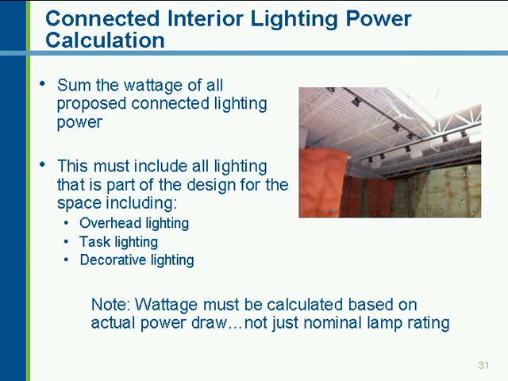So now that you've identified what your allowance is, you need to figure out what your connected lighting power is. And this, again, is the sum of the wattage of all your proposed connected lighting power. And this must include your overhead lighting, it must include your task lighting, and it must include decorative lighting unless it's exempted elsewhere. We'll talk about those exemptions. And note also that your wattage must be calculated based on actual power draw, not just a nominal lamp rating.